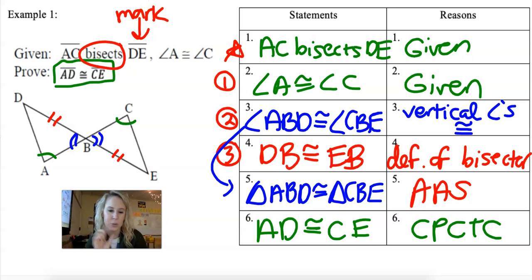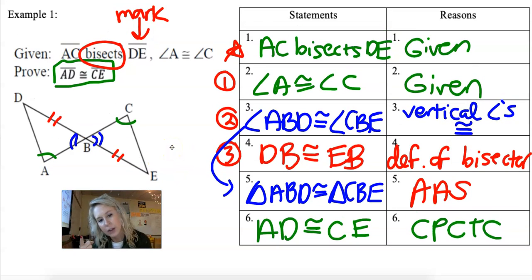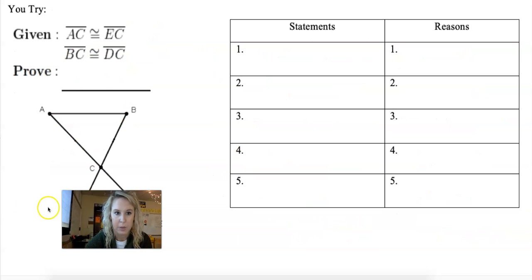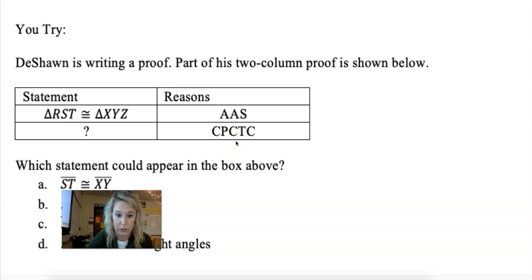CPCTC is just one extra step, and it's not a lot of thinking involved. All the thinking is involved in the proof part, which we've been working on for a few days. Okay, you're going to try one now, and then we'll go over it. So let me know if you have any questions on this one, and I will gladly help you. But I want you to try this top part proof, and then I want you to try this bottom question.